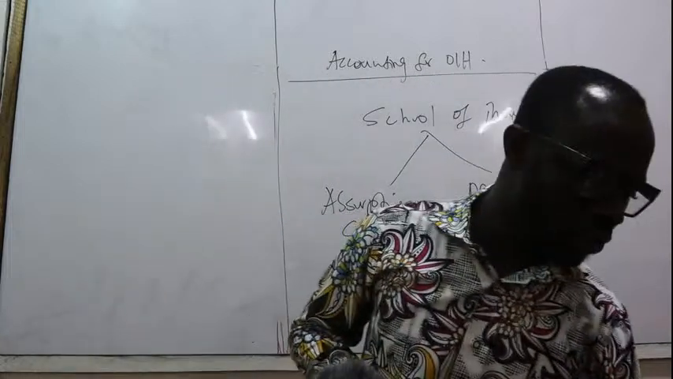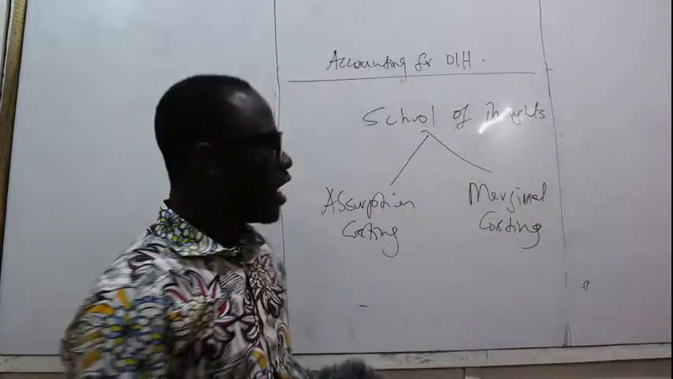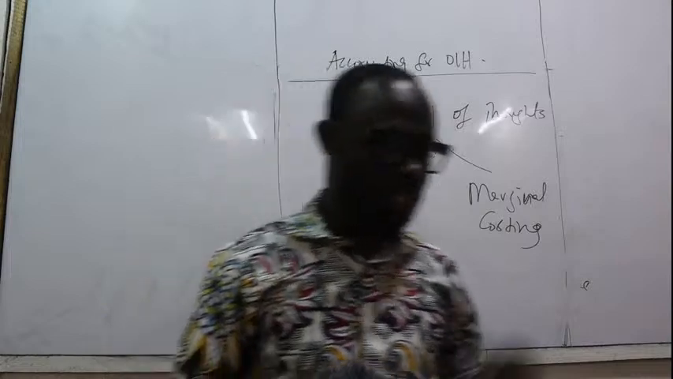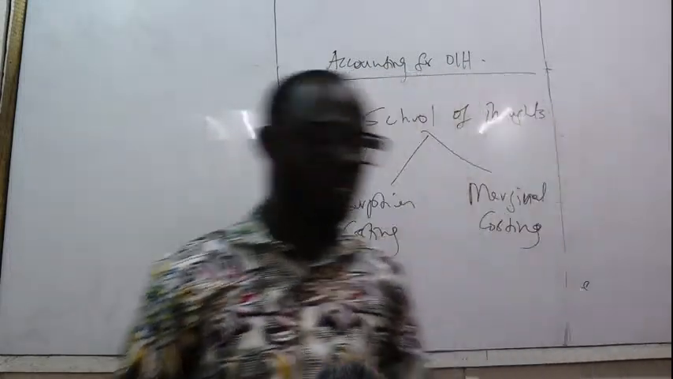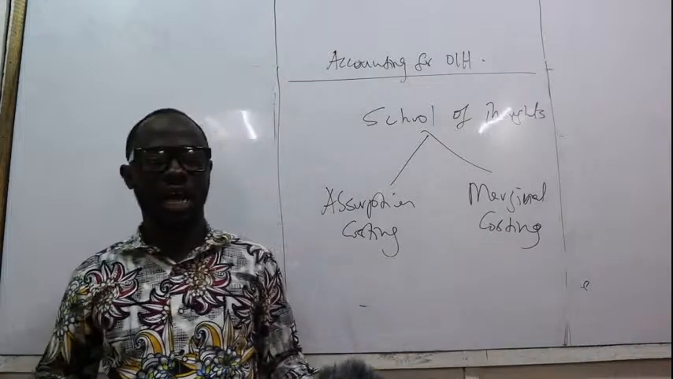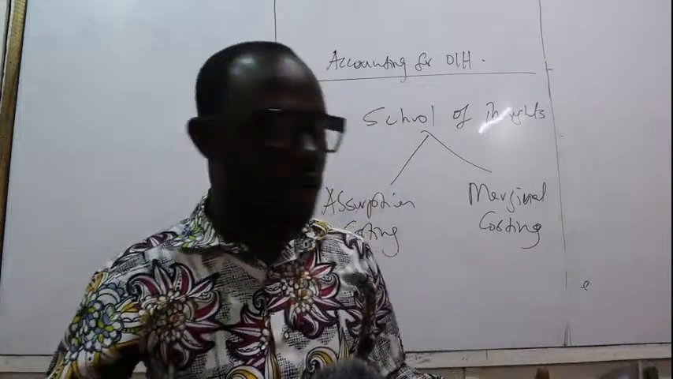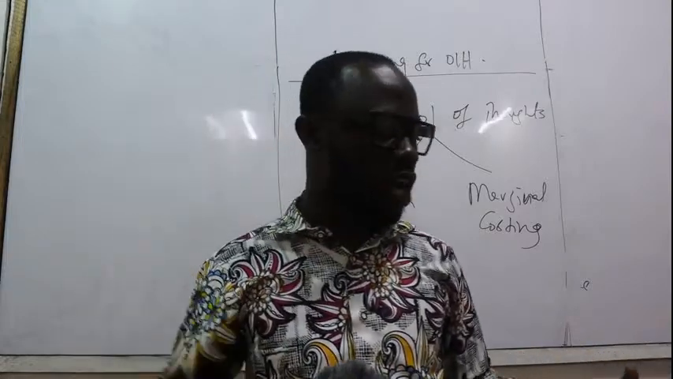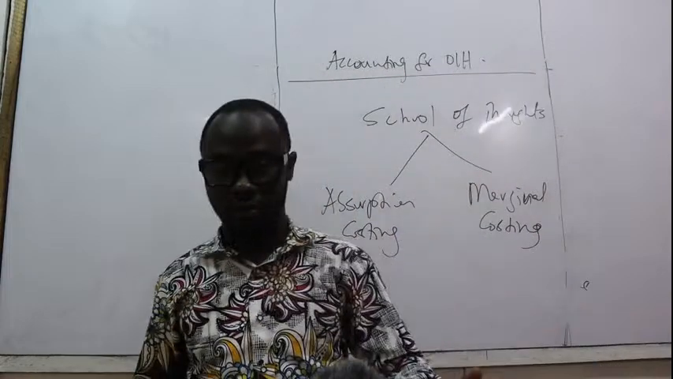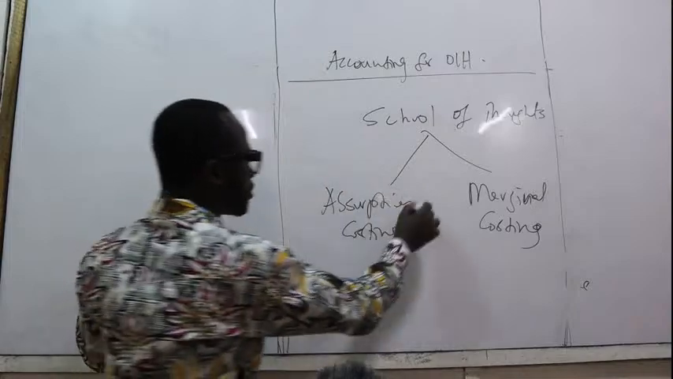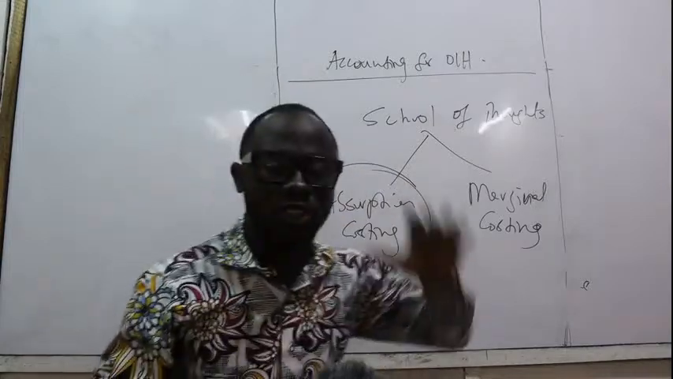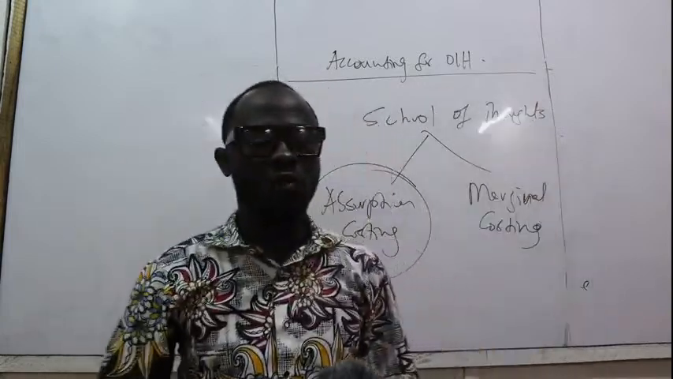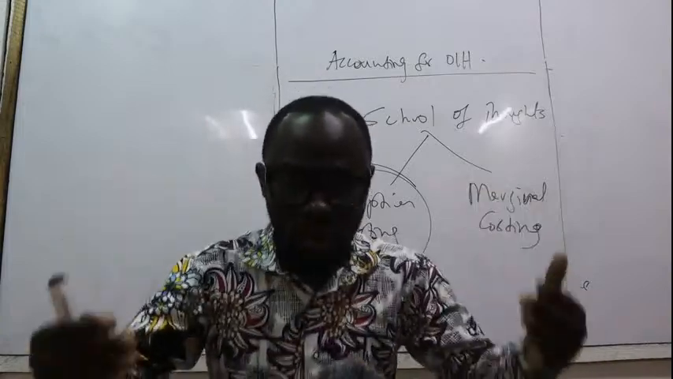So there are two schools of thought, and that is absorption costing and marginal costing. Two key things that we need to understand: absorption costing and marginal costing. Now, what is absorption costing about? In simple language, the objective of absorption costing is to include in the total cost of a product an appropriate share of the total overheads of the organization.